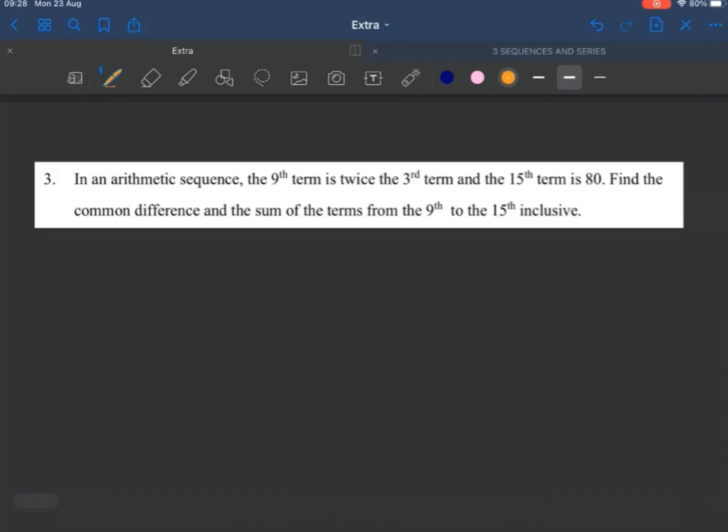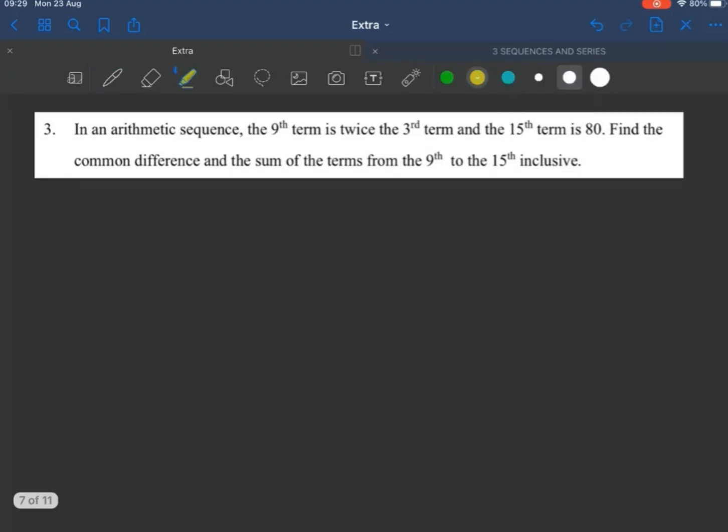Alright, okay, ini. Boleh baca dulu? The 9th term is twice the third term, and the 15th term is 80. Sekejap, saya baca soalan salah pula. Okay, find the common difference and the sum of the terms from 9th to 15th. Jihan, arithmetic sequence. Apa yang kita ada? The 9th term is twice the third term. Apa tu? Term yang ke-9 tu adalah 2 kali term yang ketiga.